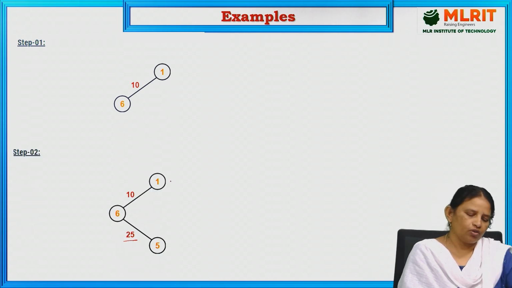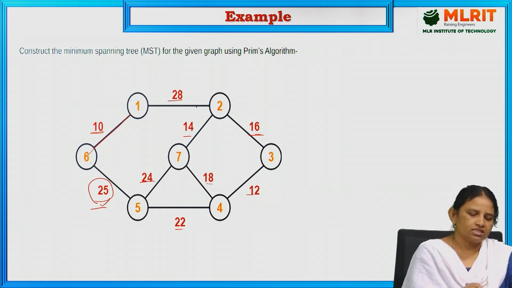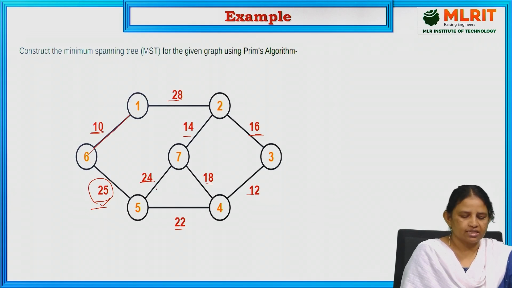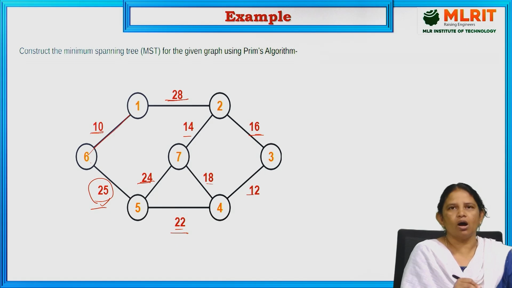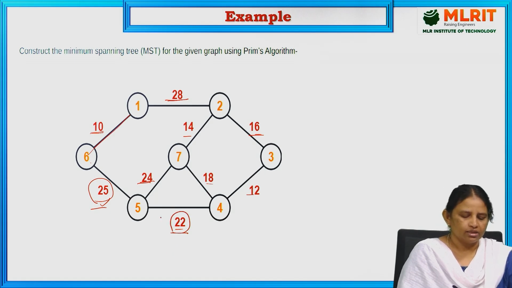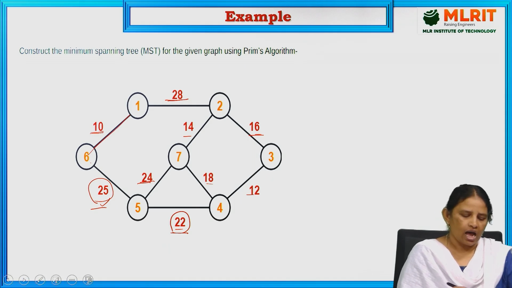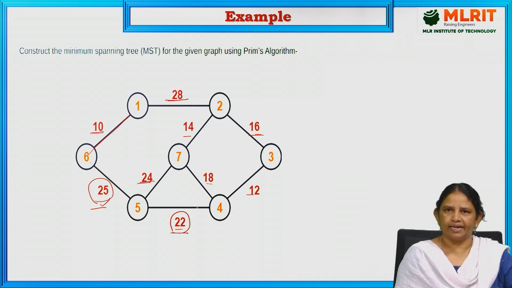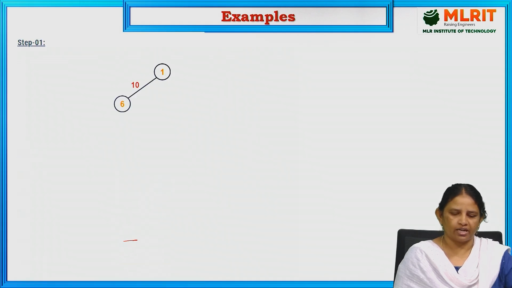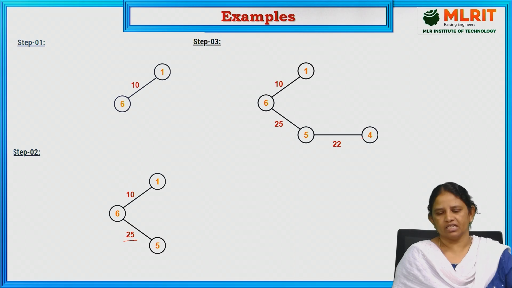Next, 1 adjacent is 2, 5 adjacent is 7 and 4. So 28 is there, 24 is there, 22 is there. Among all the 3 vertices, which is the least weight? That is 22, from 5 to 4. That is to be selected as the next edge. And 5 to 4 does not create any cycle, so include it in the spanning tree in step 3.